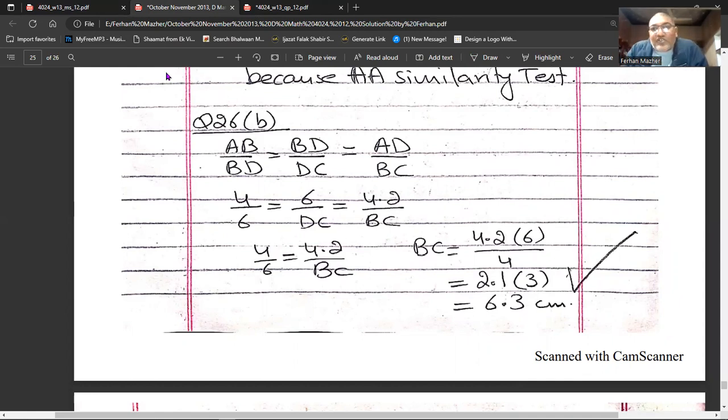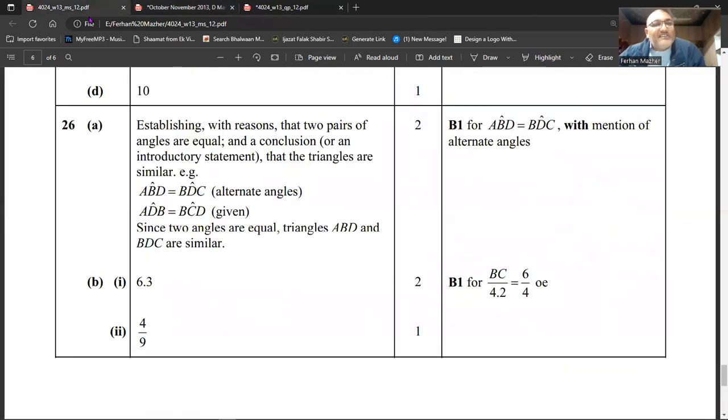4 by 6 is equal to 6 by DC is equal to 4.2 divided by BC. So I will take these two fractions and equate them with each other. 4 by 6 is equal to 4.2 divided by BC, and BC will be equal to 4.2 into 6 divided by 4, and BC will be equal to 2.1 into 3, and it will be 6.3 centimeters. Hopefully you understand. Let's check the BC value, 6.3 centimeters. Our answer is right, sir.